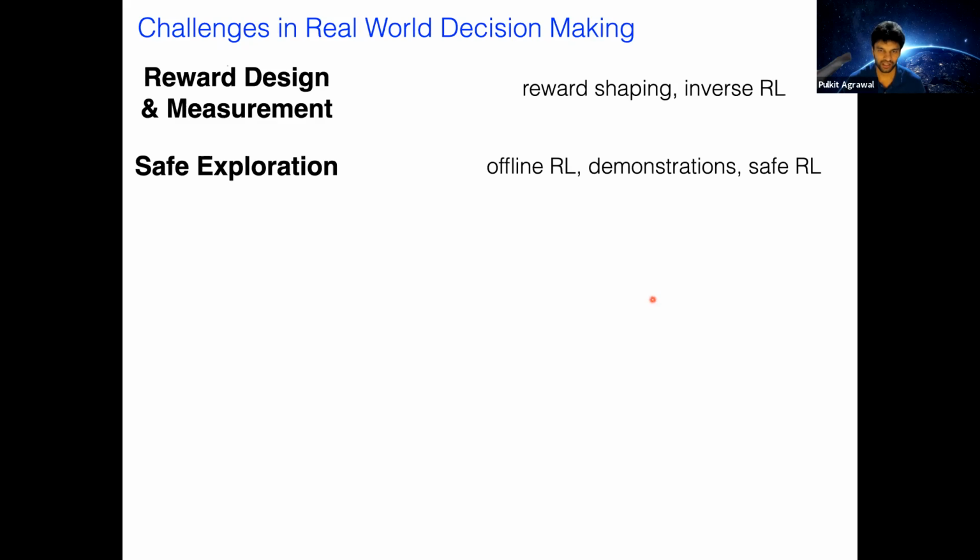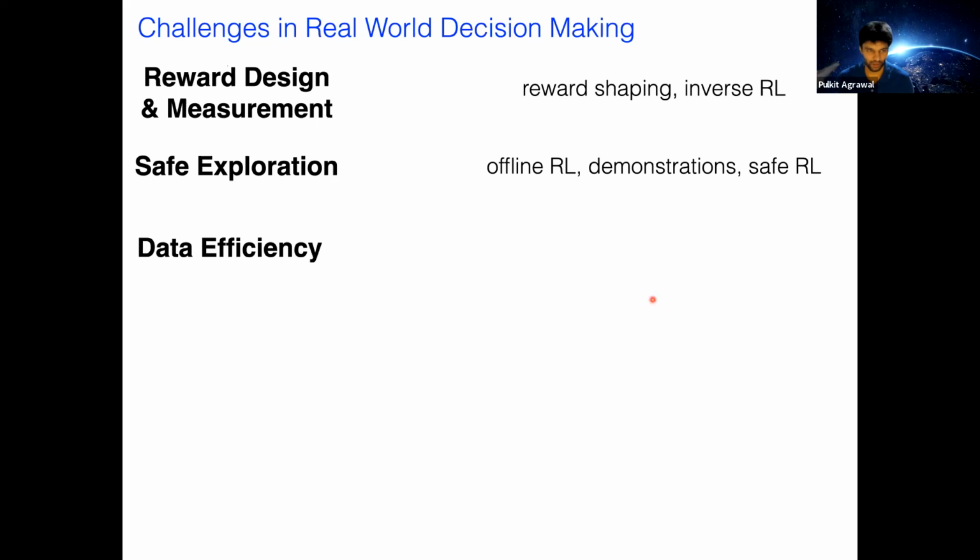the real world? The first thing is reward design and measurement. It's something we discussed, and we looked at how we can leverage reward shaping or inverse RL to partially overcome this issue. Another problem that we considered in the class was safe exploration. Some methods that we discussed were offline RL, learning from demonstrations, and in the last lecture we discussed safe RL.